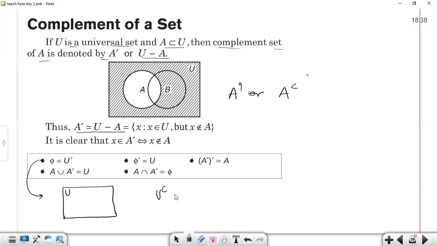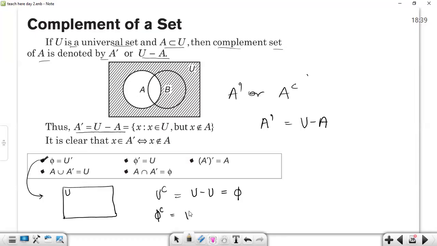So if we have to take the universal set's complement, how will we take it? What is the formula of the complement of a set? U minus A. So U minus U. So what is left? Nothing. Empty set. So the complement of the universal set is phi itself. It's a null set. Is this clear? First point. Yes, sir.